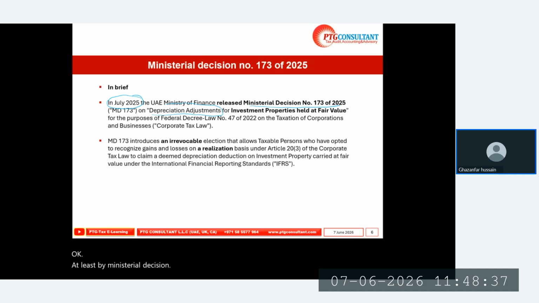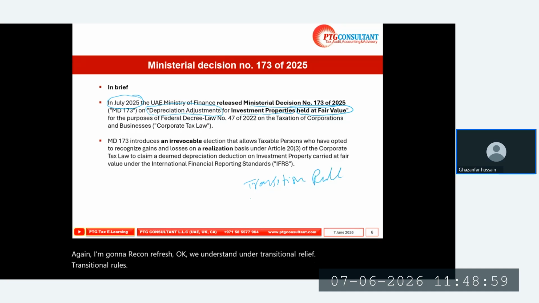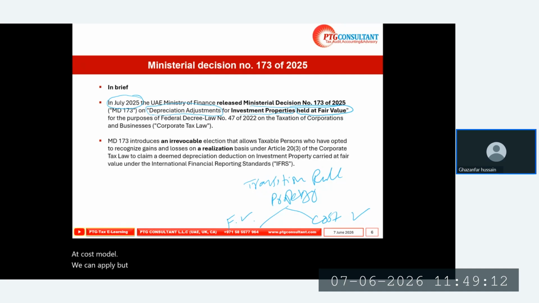Depreciation adjustment for investment properties is the first point. The second is the held at fair value. Again, I'm going to refresh. Okay, we understand under transitional relief, transitional rules, cost model: if the property is under the cost model, we can apply, but if it is at fair value, we cannot apply.